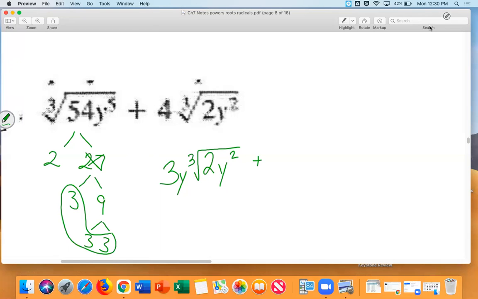Now let's look at this over here. All right, that looks like it's what? A y squared. Can 3 go into the 2? No. So I simply just have 4 times the cube root of 2y squared. Can everybody see that? Now, is there anything I can do with that? Well, I can't really combine them, right? But I can.